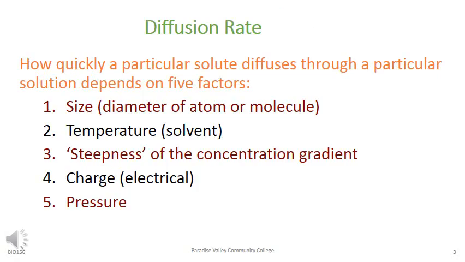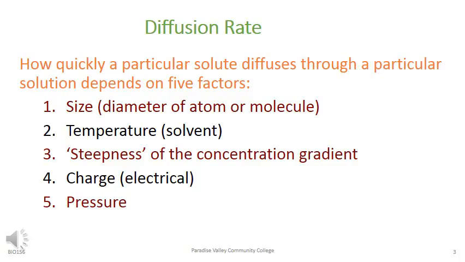Building on this idea of going from a high concentration to a low concentration, we need to discuss the diffusion rate. And this is basically how quickly a solute will diffuse across a membrane through a particular type of solution, depending on what we're talking about. In the previous slide, we were talking about actual cells and the cytoplasm and the interior of the cell and the extracellular fluid or interstitial fluid on the outside of the cell.